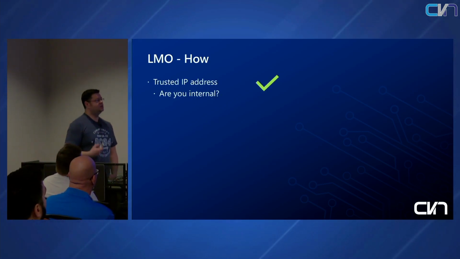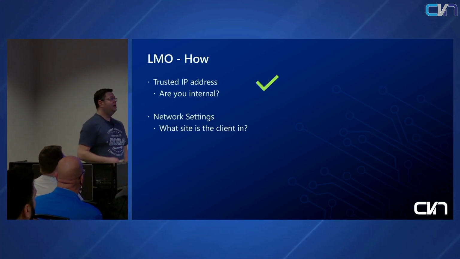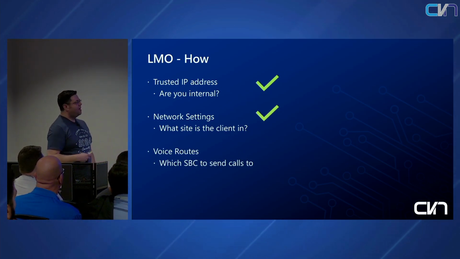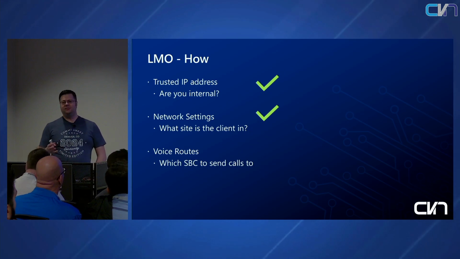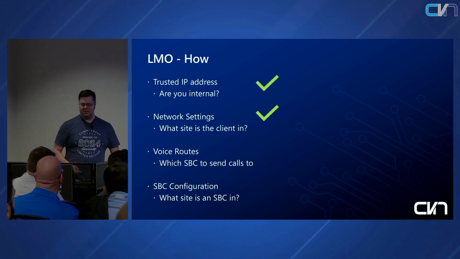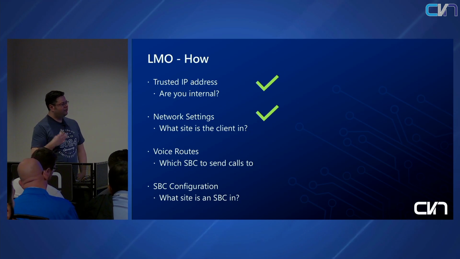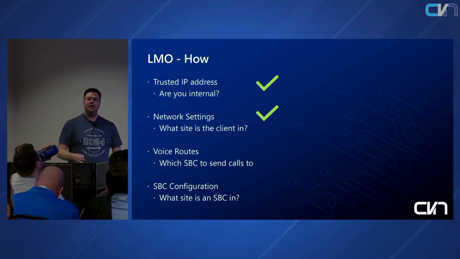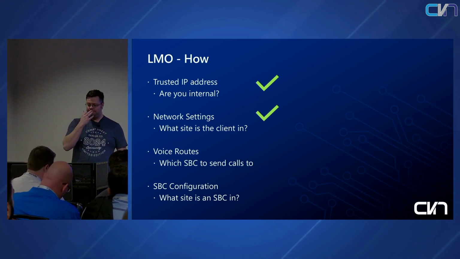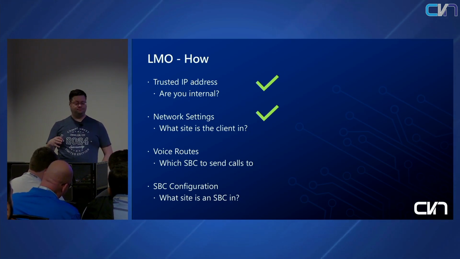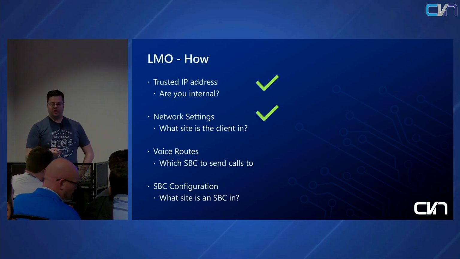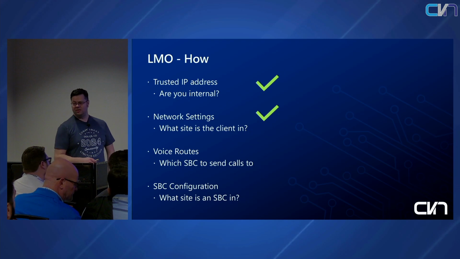So how do we do this? Trusted IP address, we figured that out already. Network settings, we talked about that, is what site we are in. And then we need to deal with voice routes to figure out which SBC we are going to send the calls to. And then we have configuration against the SBC to talk about which site the SBC is in. So when you configure an SBC, you can in TAC go in and associate a site from the list of sites that we've created if we were already doing this for the emergency calling stuff.